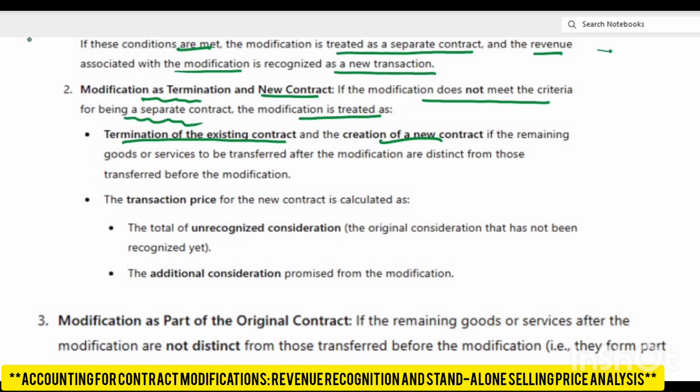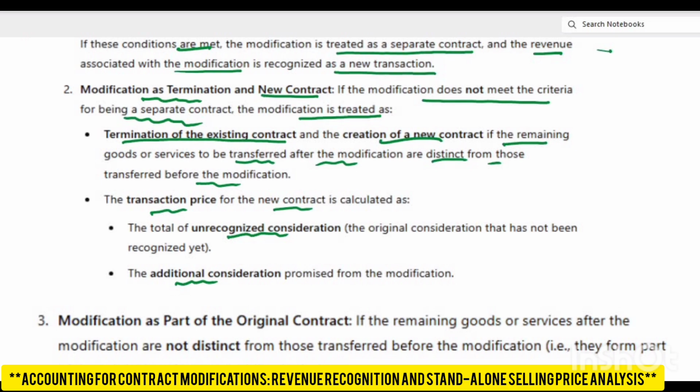That will be the case if the remaining goods or services to be transferred after modification are distinct from those transferred before the modification. The transaction price for the new contract is the total unrecognized consideration, and you add the additional consideration promised, and then you have the new transaction price. Clear? And for that we have followed the fourth step, how you calculate. We have discussed it in every detail.